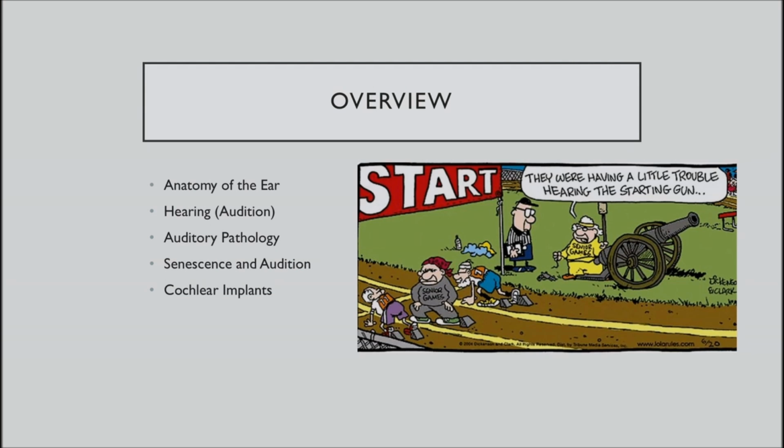We'll begin by reviewing the anatomy of the ear, and then we'll go over audition itself. Next, we'll review auditory pathologies. Then we'll go over senescence and its effects on audition. And finally, we'll discuss cochlear implants.